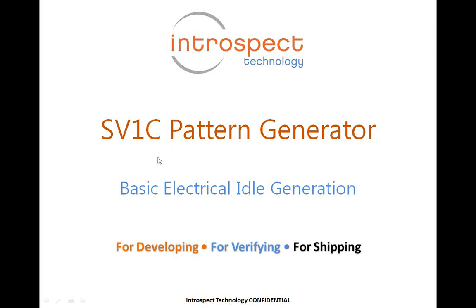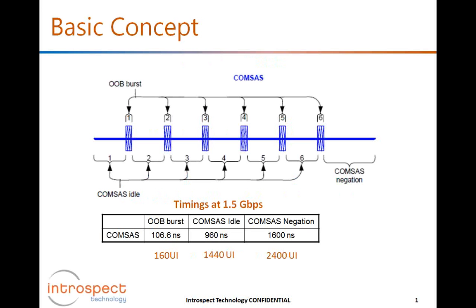Today we will talk about the SV1C test system, and specifically we will describe how to generate simple electrical idle sequences using software commands. So the concept of today's demo is illustrated here. We basically want to generate periods of out-of-band signal bursts interspersed into periods of long electrical idle signals. And so the key is to be able to switch from active signaling to idle signaling instantaneously, based on software commands.